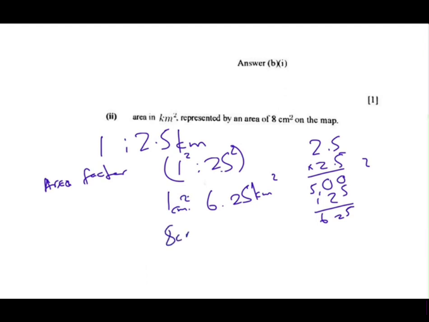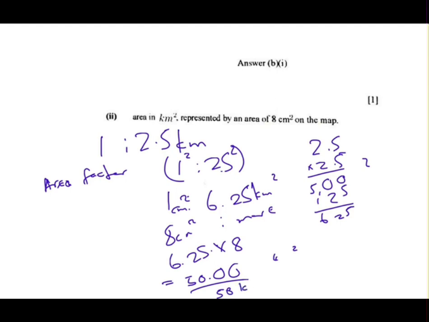So 8 square centimeters on the map is going to be represented by 6.25 square kilometers multiplied by 8. So let's do our calculation again by the side. 8 times 5 gives us 40, so we put our 0, carry 4. 8 times 2, that's 16 plus 4, 20, put our 0, carry 2. 8 times 6, that's 48 plus 2, that's 50. So the actual area is 50 square kilometers. That's the actual area, 50 square kilometers.